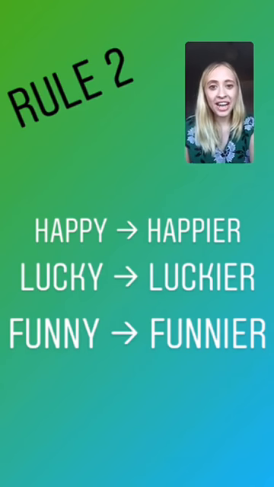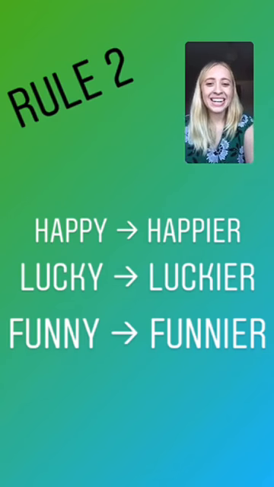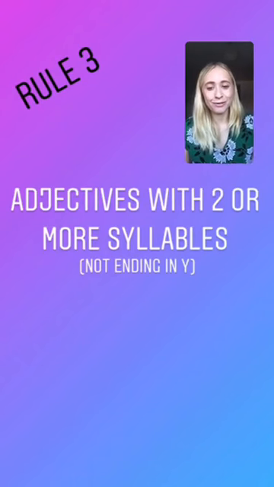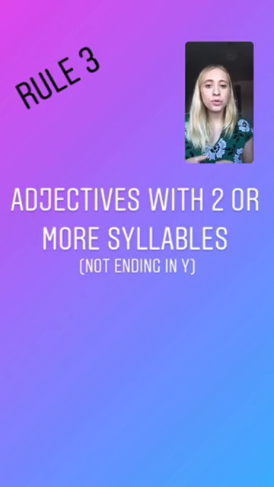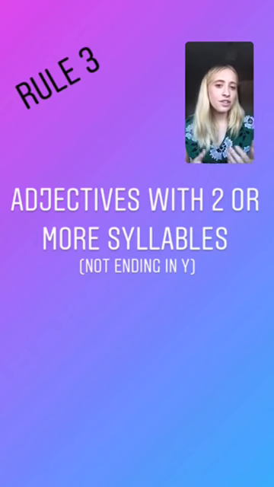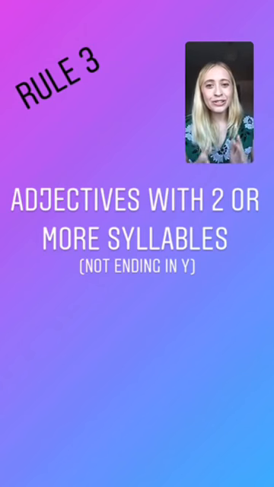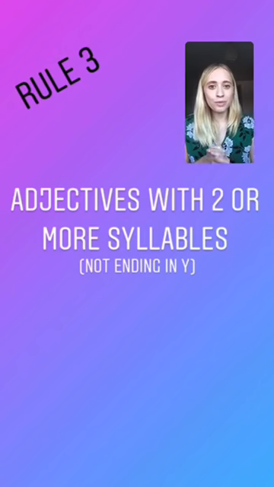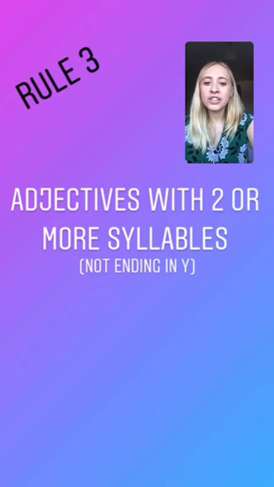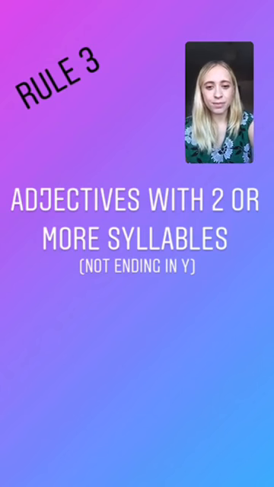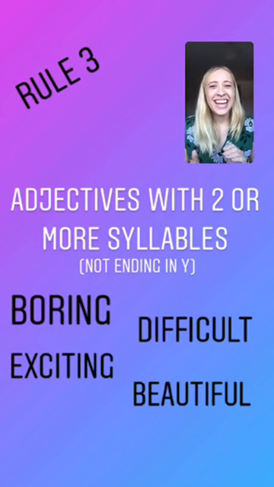We're going to look at rule 3. Rule 3 is my favorite rule because it is the easiest rule to remember. So we're going to look now at adjectives with 2 or more syllables. These are not adjectives ending in Y because that is rule 2. So looking at adjectives with 2 or more syllables not ending in Y. As I said, it's very simple. Let's look at some examples first.